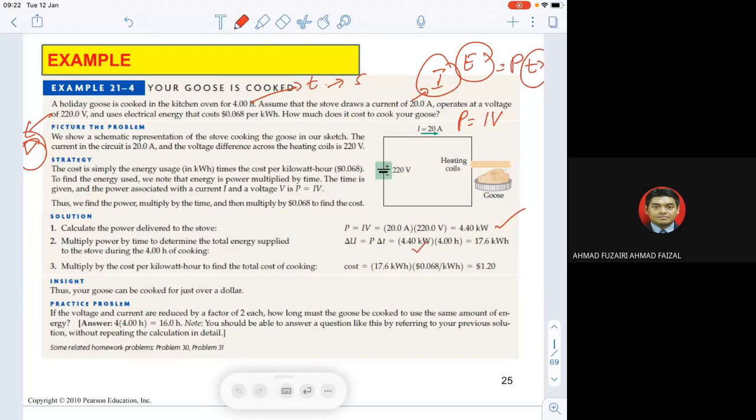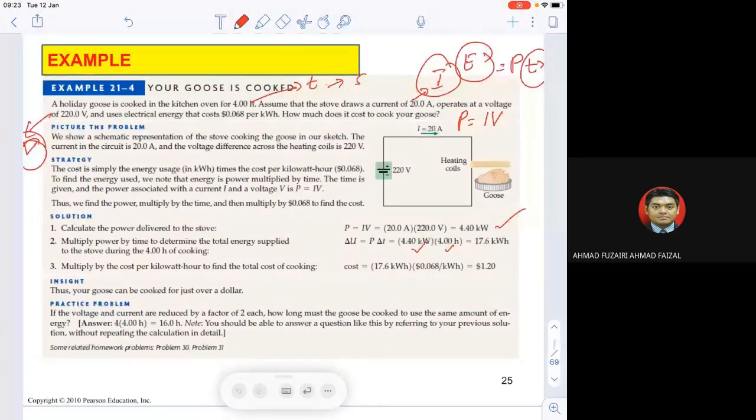4.4 times 4 is 17.6 kilowatt hour. So normally, if you don't have any idea what is kilowatt hour, then you don't have to. You can change it to second. Maybe you can put it in using joule. But of course, we need to see the question. The question is given 0.068 per kilowatt hour.